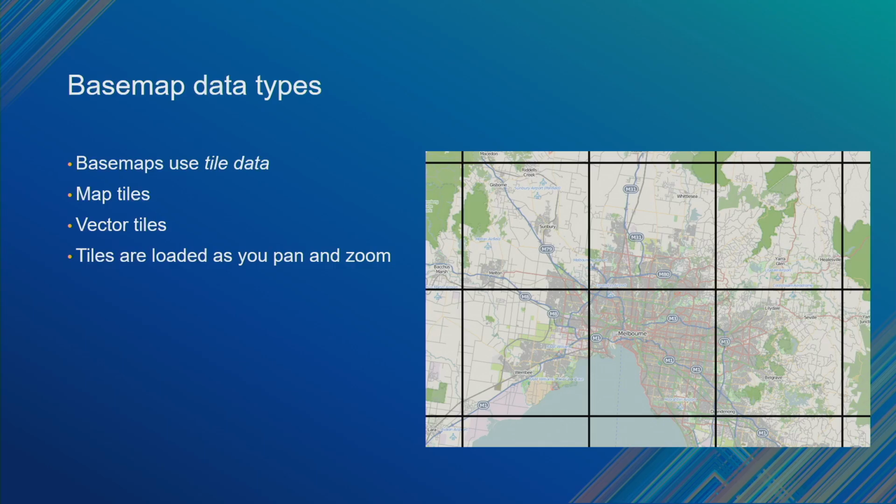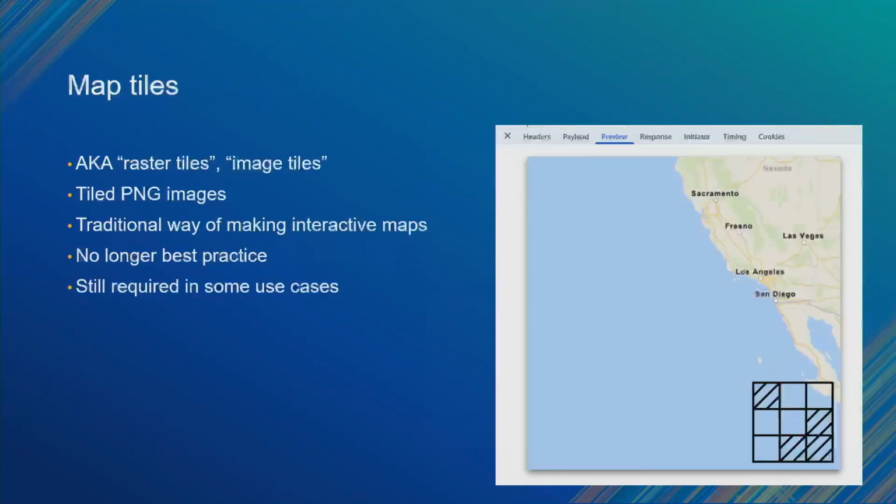So there's two common formats. Starting with map tiles, these are also known as raster tiles or image tiles.